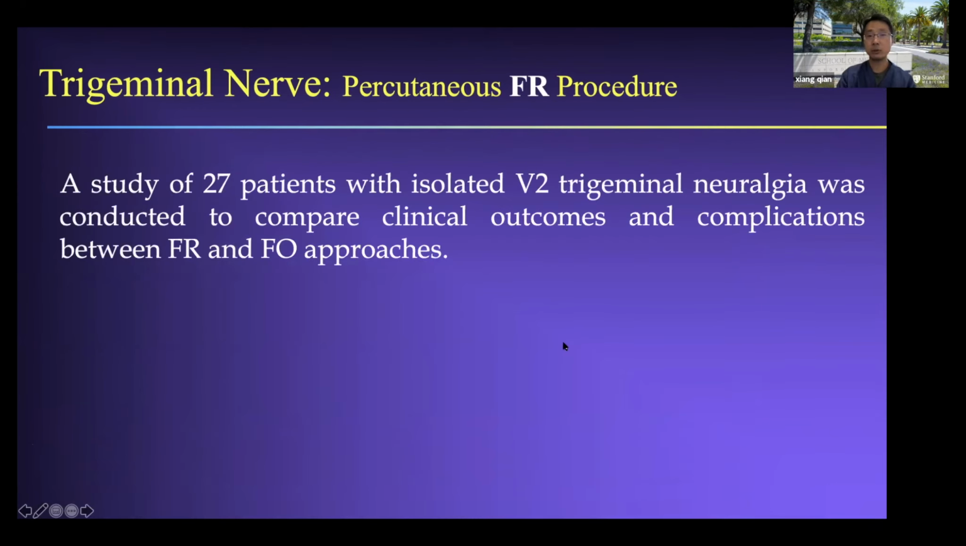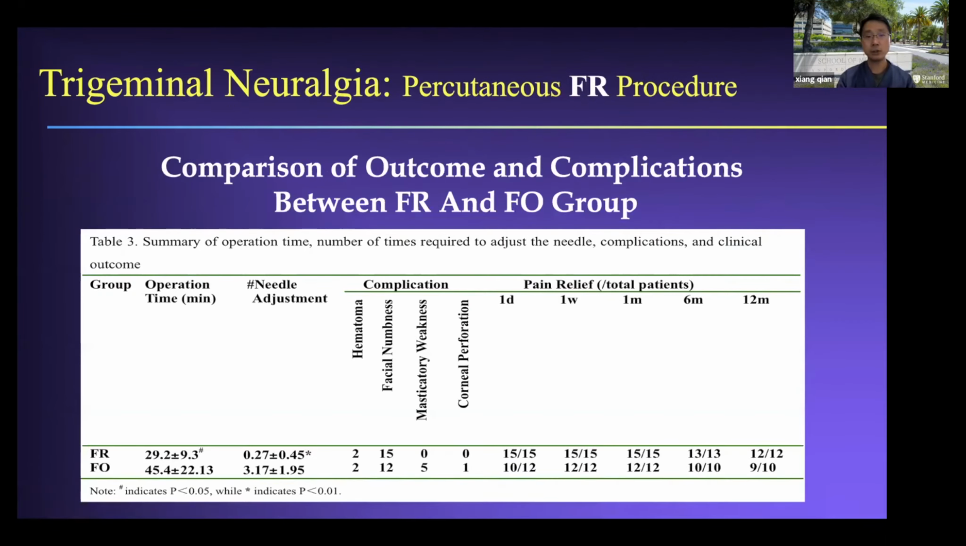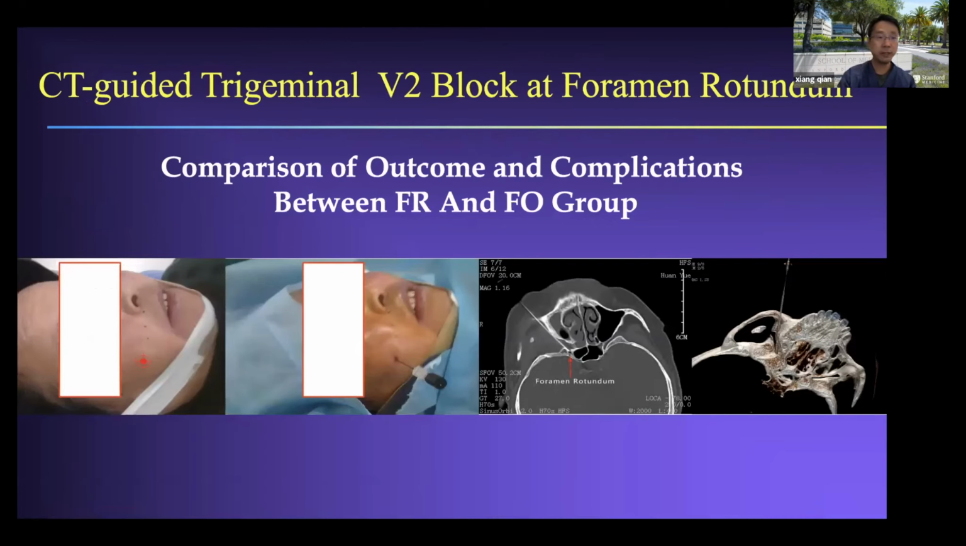And then we enrolled about 27 patients. They all have isolated V2 trigeminal neuralgia. We separated them into two groups. One group used the conventional approach to isolate the V2 branch, and the other group went directly to the foramen rotundum, and we were able to get it done. For example, this is one of our patients. Remember now, the needle entry point is a little bit different.